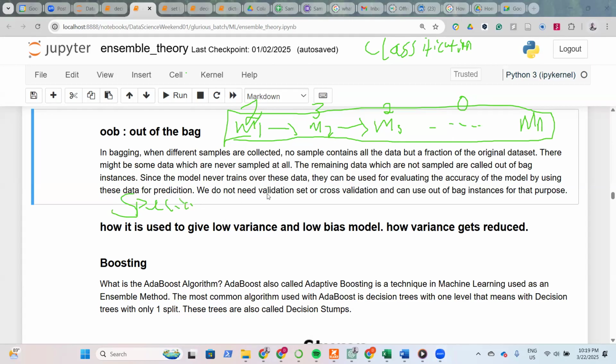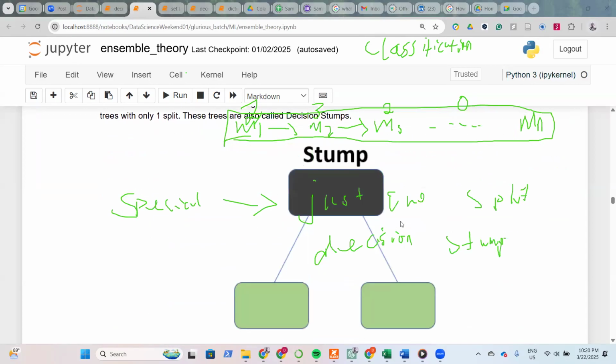What makes it special? It has just one split. Just one split. And this one split forms what we call a decision stump. A decision stump. Let me show you.